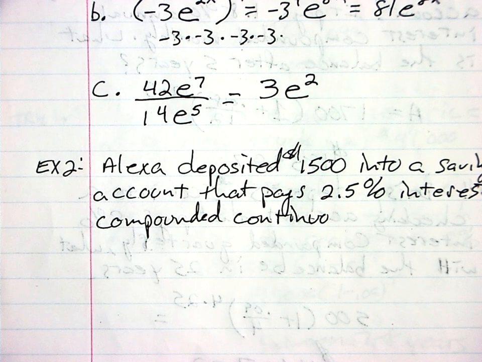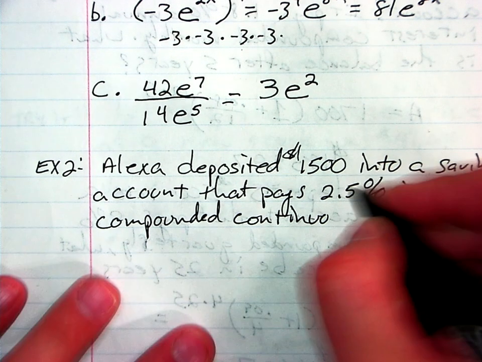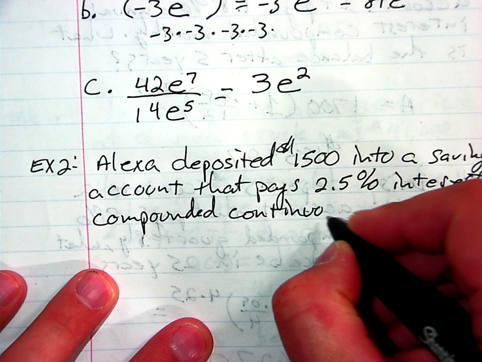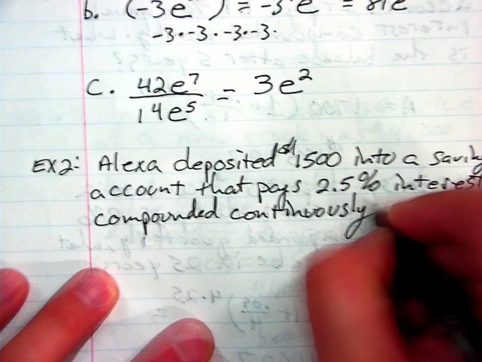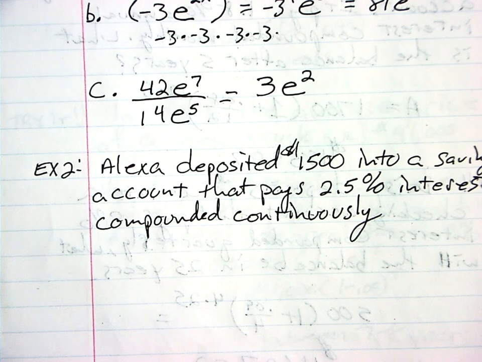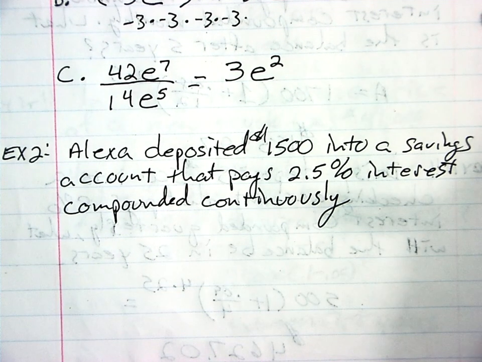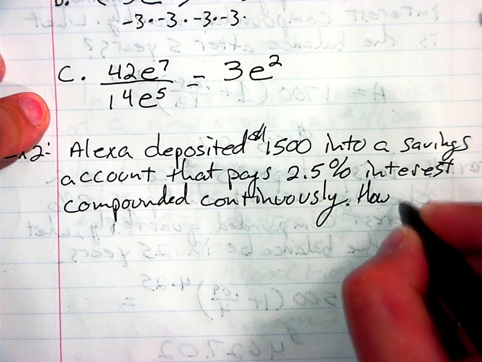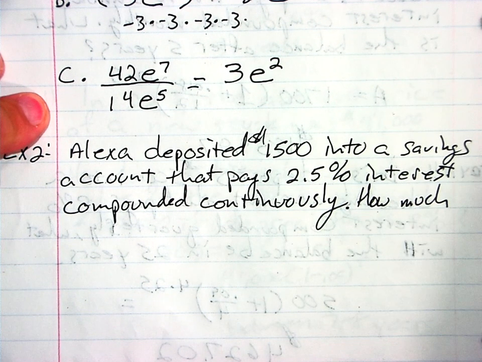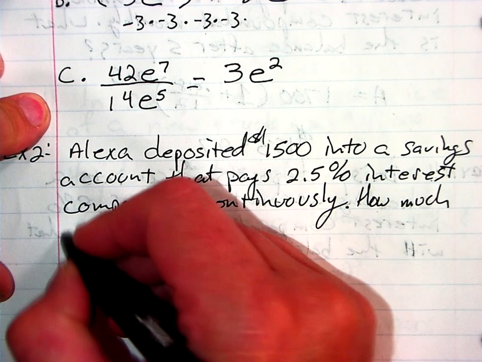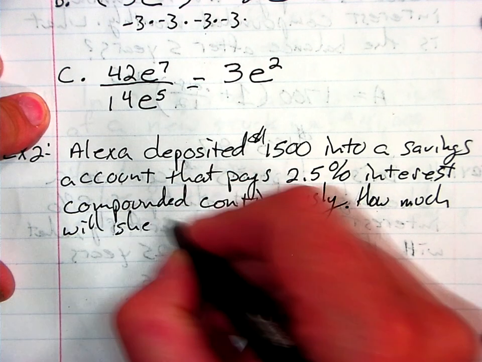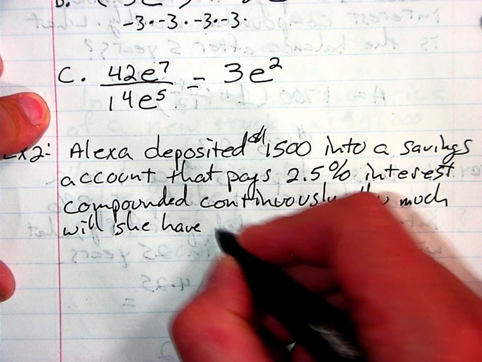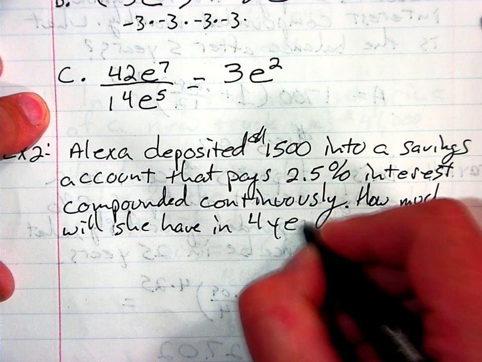Continuously. I don't know if I'm spelling that right. Yeah, I was looking through this. Hold on. I have it here. It's CONTINUOUSLY. How much? Why do I hear an electronic device of some sort? How much will she have in 4 years?